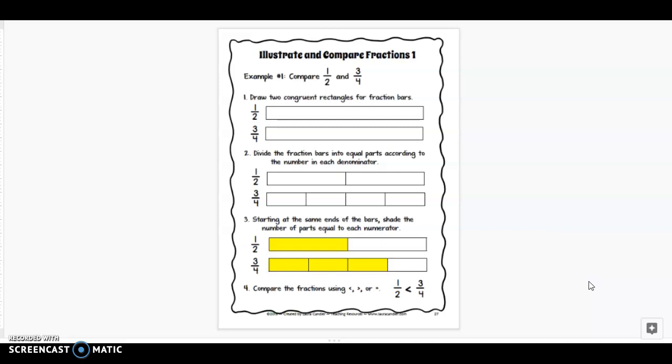The first strategy we learned is how to compare fractions using drawings. We learned that you have to draw your wholes of the same size, then divide your wholes into equal parts, and shade in the amount for each fraction. In this case, it is 1/2 and 3/4. As you can see, 1/2 is less than 3/4.